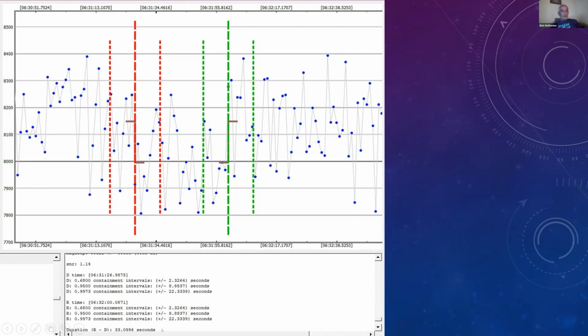The predicted duration of the event, if the Occult Watcher prediction was perfect and given our location, was 63 seconds. If that were correct, then our duration should have been 44 seconds. So I got 33 seconds. I don't know. I know there was somebody who got a 60-second event.